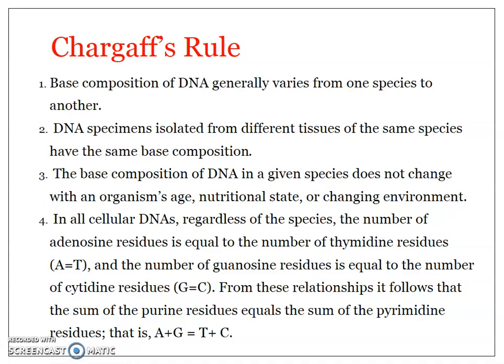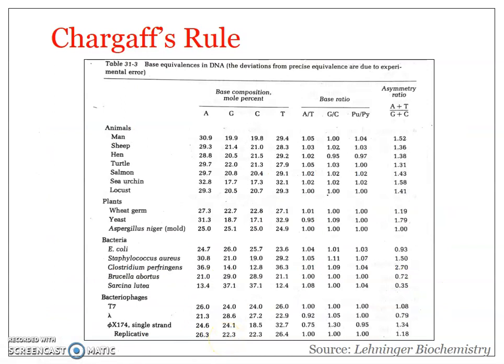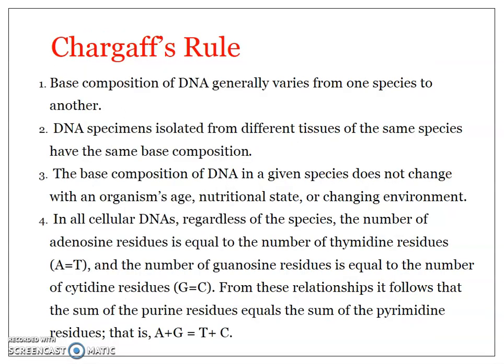So what does it say? It may change from one species to another, but it is the same in every member of a particular species. In all cellular DNAs, regardless of the species, the number of adenine residues is equal to the number of thymine residues, and the number of guanine residues is equal to the number of cytosine residues. From these relationships, it follows that the number of purine residues will be equal to the number of pyrimidine residues. So A plus G, that means the total amount of purine residues present in the sample, will be equal to the total amount of pyrimidine residues in the sample.